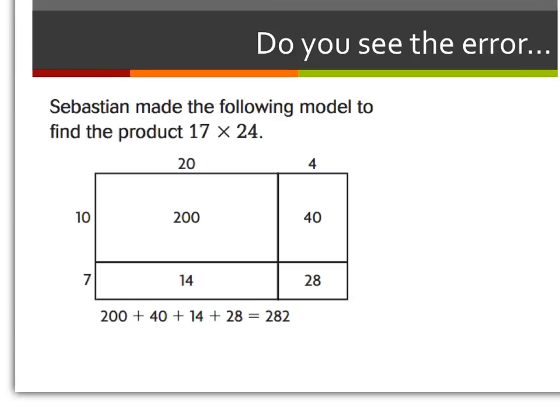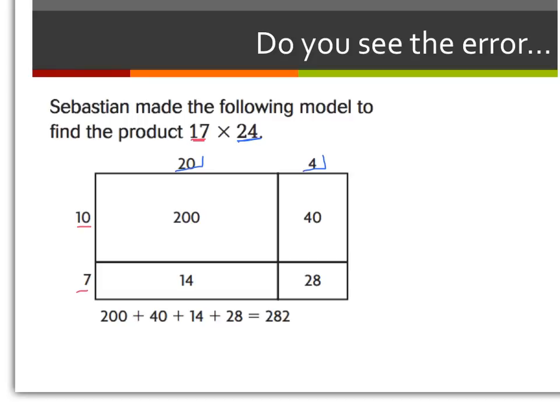Look at this problem. Sebastian was using the area model to find 17 times 24, but he made an error. Pause the video and look for Sebastian's error. Then replay to see if you correctly identified it. On Sebastian's model, he did split 17 into 10 and 7, which he placed on the side, and then 24 into 20 and 4, which he placed on the top.